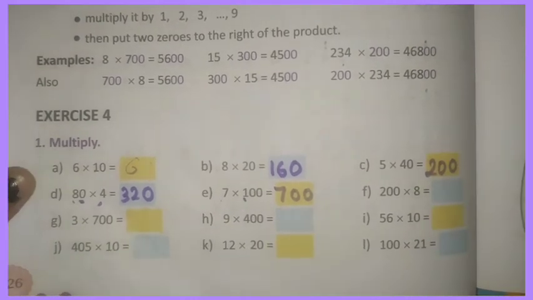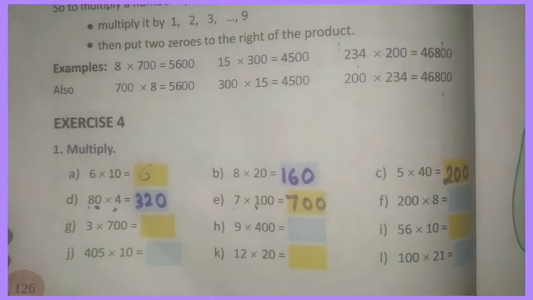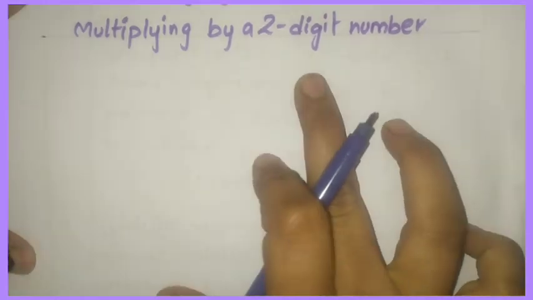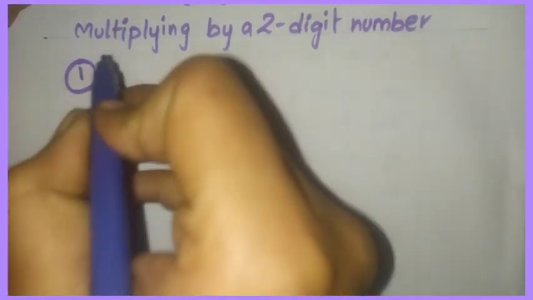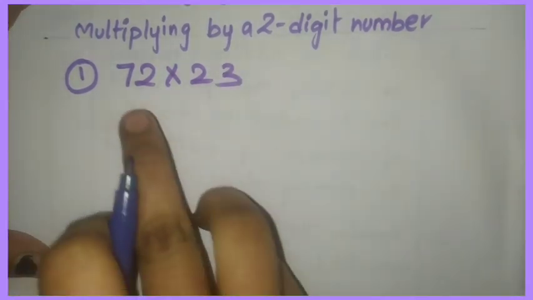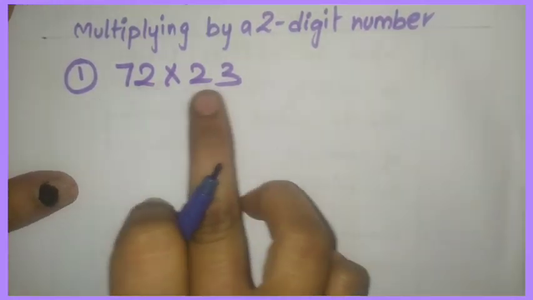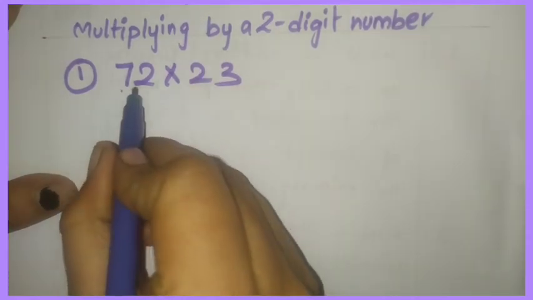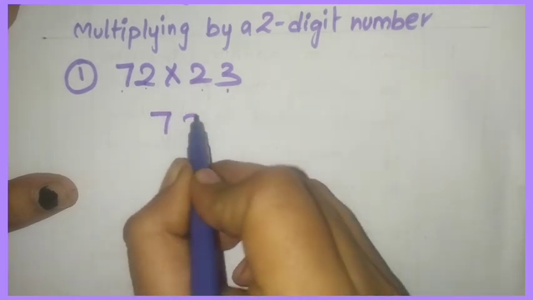Next, multiplying by a 2-digit number. For example, 72 into 23 is there. These are 2-digit numbers. So we'll take it here like this.